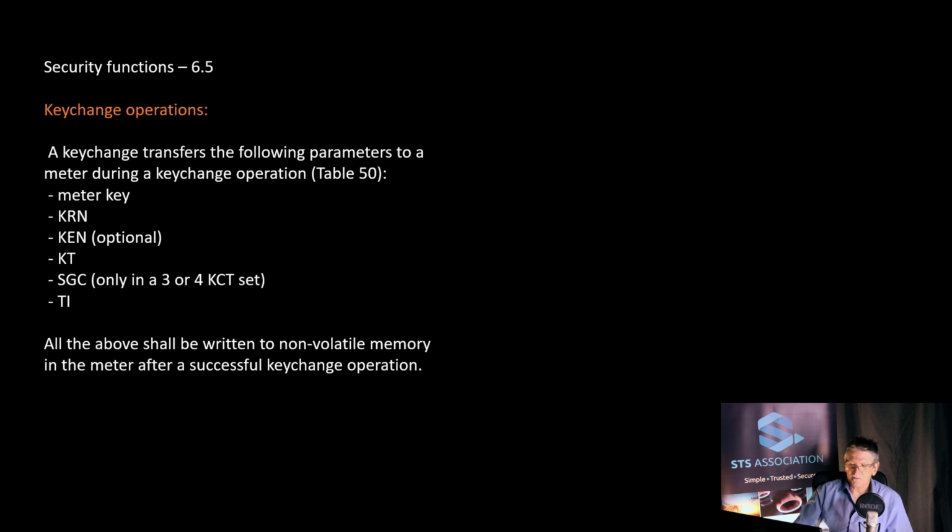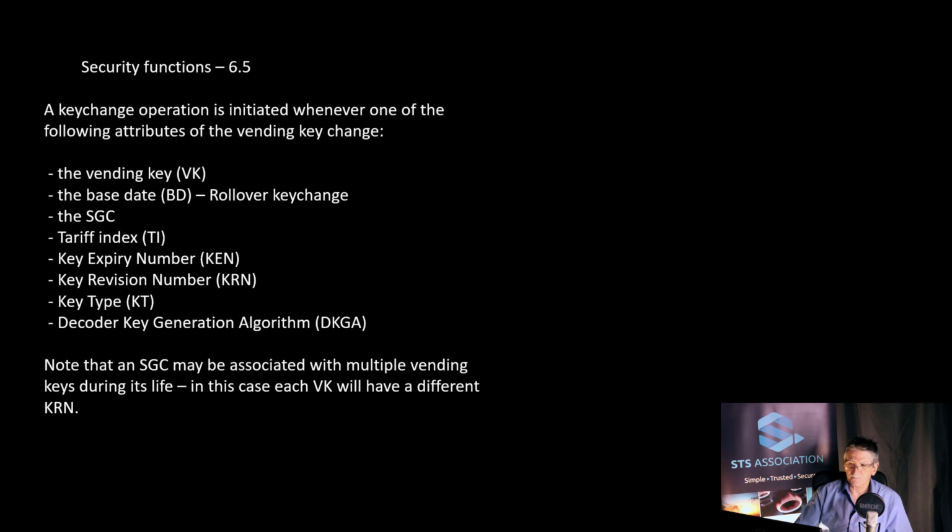Continuing with security functions, key change operations. A key change transfers the following parameters during a key change operation, and you can find this in table 50 of the IEC document. It sends the meter key, the key revision number, the key expiry number, the key type, the SGC. Now the SGC will only go in a 3 or 4 key change token set, and the tariff index. All the above must be written to non-volatile memory in the meter after a successful key change operation.